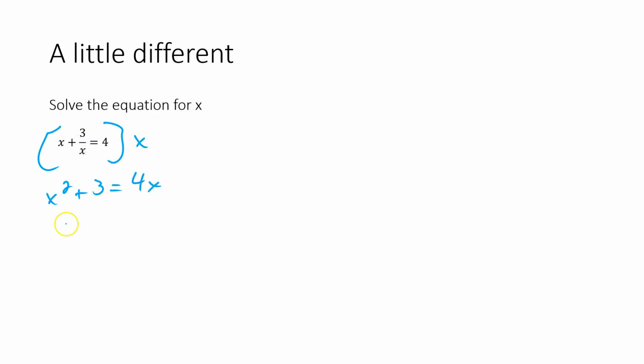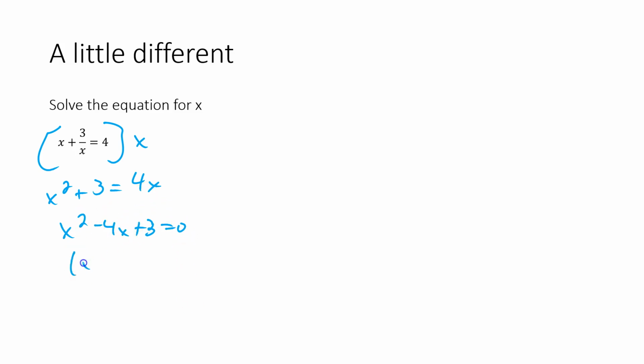Now let's subtract 4x from both sides. So I have x squared minus 4x plus 3 equals 0. Now, why did I do that? Because we can only solve quadratics if we have it equal to 0, right? That's kind of the goal with quadratics, get it equal to 0. Then you can use the quadratic formula, or you can factor, or you can complete the square if you want to, and that'll be able to solve for x.